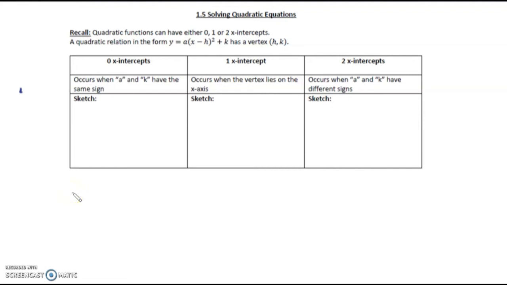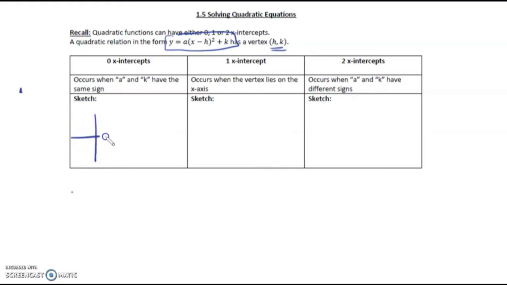1.5 Solving quadratic equations. Recall quadratic functions can have 0, 1, or 2 x-intercepts. A quadratic relation in vertex form has a vertex of (h, k). So how does 0 x-intercepts look?